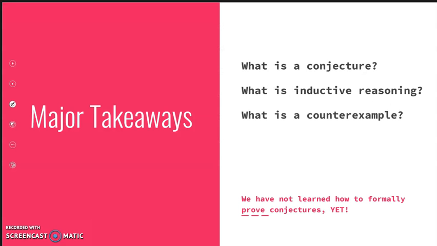So, the major takeaways for this lesson is to know what a conjecture is, what inductive reasoning is, and what a counterexample is. And just keep in mind, we haven't learned how to formally prove conjectures yet, but we did learn how to disprove them with counterexamples.